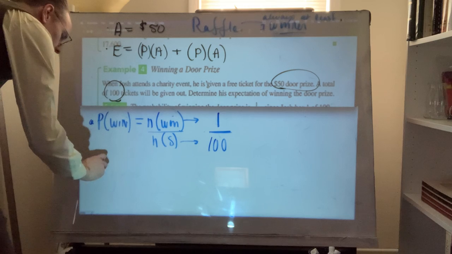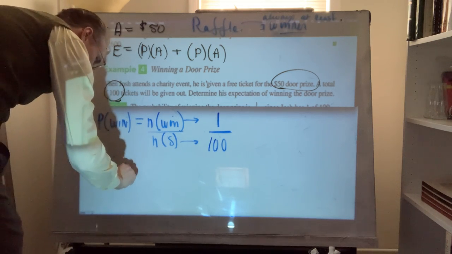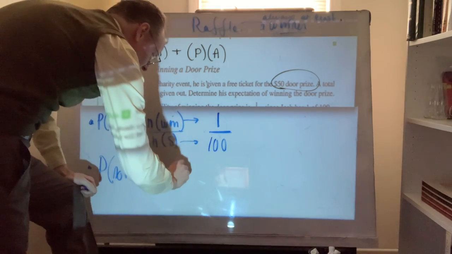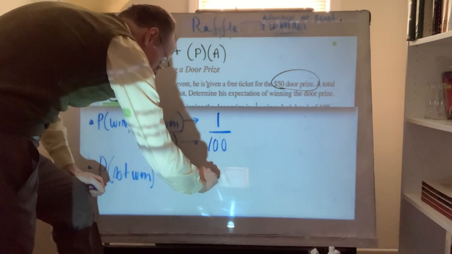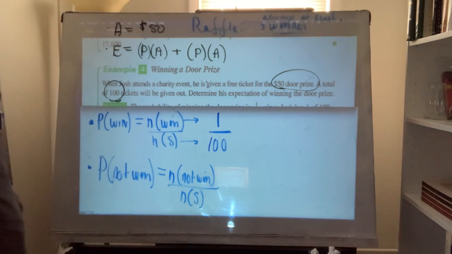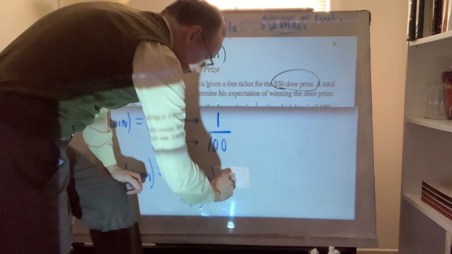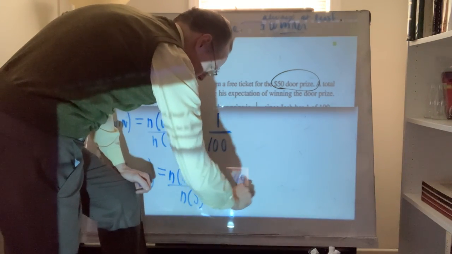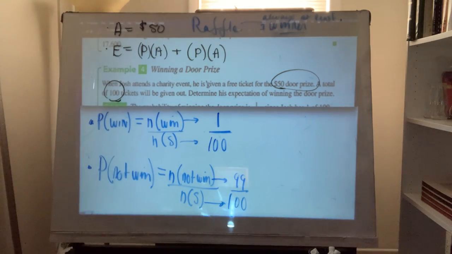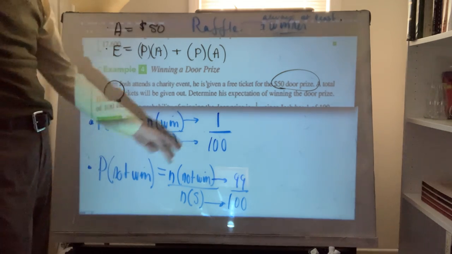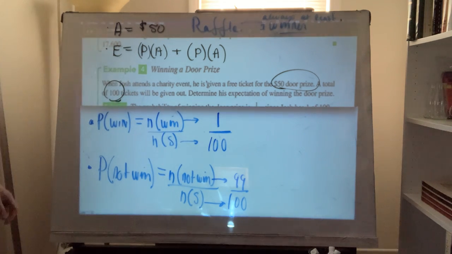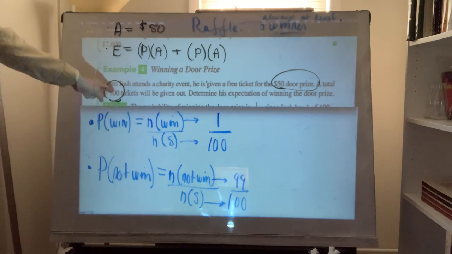Let's calculate the probability of not winning. How many tickets would be not winning out of the total in the set? Well, if there's only one winner, that means that there's 99 that lose, but it's still 100. The probability of a person winning is really not good, right? The probability of somebody losing is quite good. It's almost a guarantee, in fact, given 100 tickets.